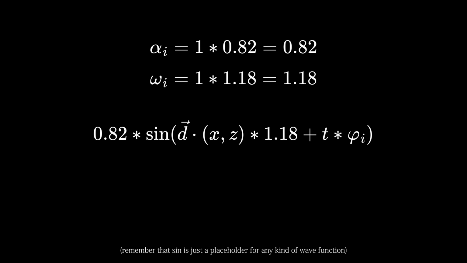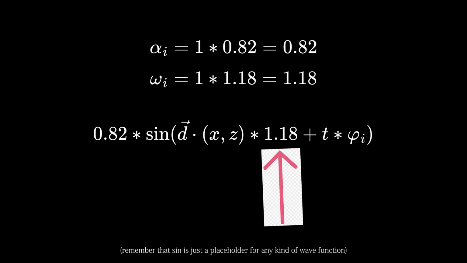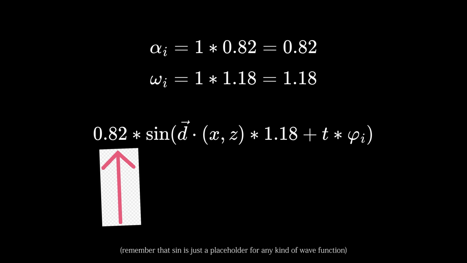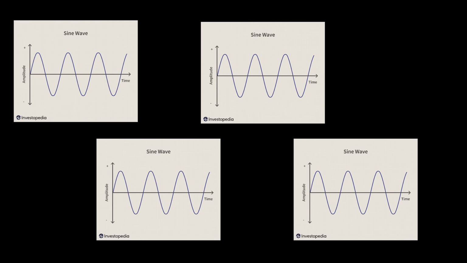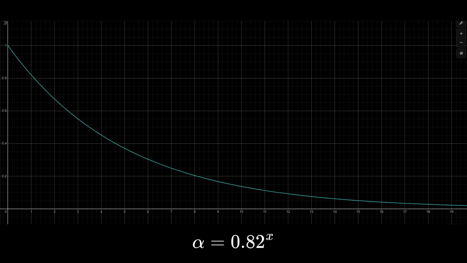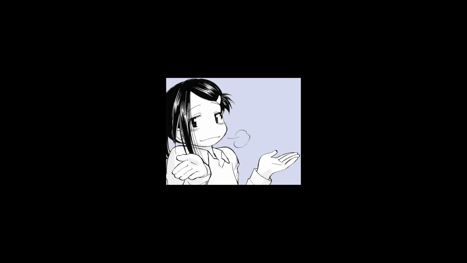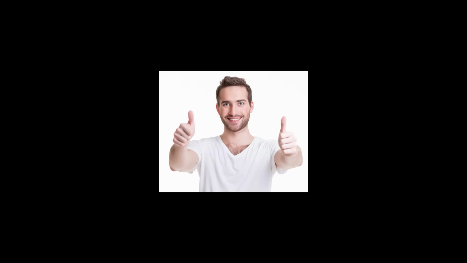Then, on the next iteration of our loop, we use the new frequency and amplitude for the next wave that has a new random direction. We can do this for as many waves as we want, but eventually the amplitude is going to approach 0, so adding more waves won't do much. That's precisely the point though.